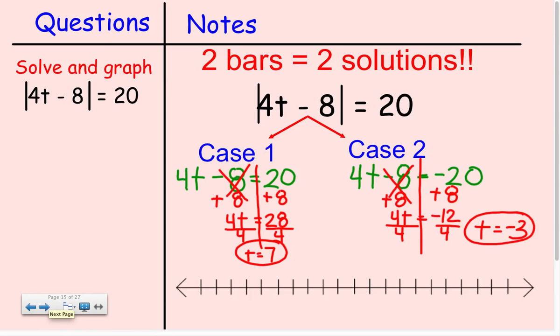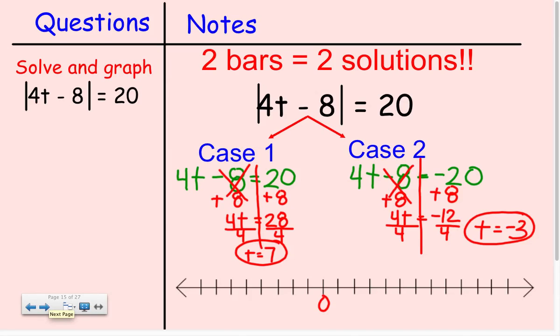Let's see if that solution works. 4 times negative 3 would be negative 12. Negative 12 and a negative 8 make negative 20, which we know the absolute value of negative 20 is 20. So now I'm going to graph these solutions on my number line.